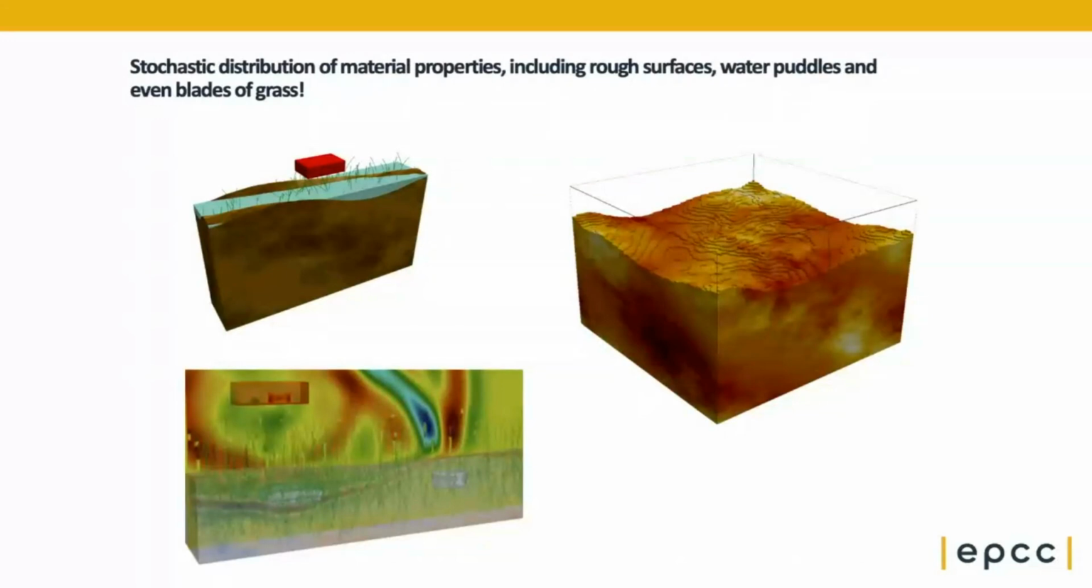Also, stochastic distribution of material properties includes the stochastic distribution of creation of rough surfaces. So you can have rough surface interfaces, you can have water puddles if you like. We can have even grass blades and things like that that come into play. So you can actually simulate very faithfully environments like this.